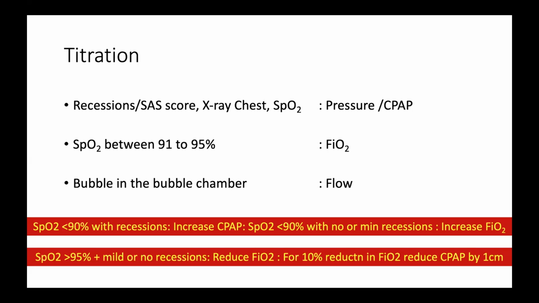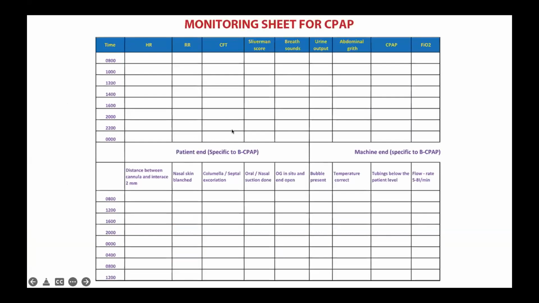Once he is on 30% FiO2 and pressure of 5 centimeters, you subsequently decrease the FiO2 to as low as 25% or 21%, and then only you decrease the pressure from 5 to 4. So that is how you will increase and decrease the pressure and FiO2 for a baby on CPAP. Now, while you are monitoring this, you are titrating the pressures and the FiO2s, you need to monitor the baby.